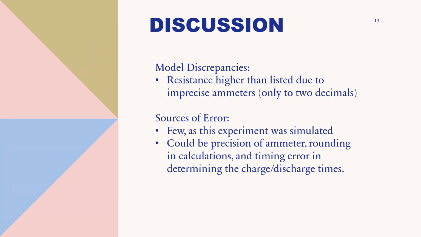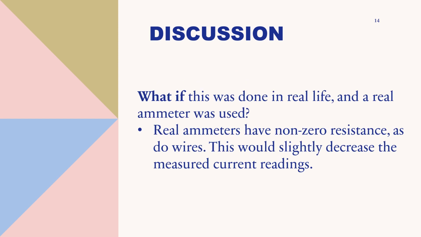So model discrepancies: the resistance calculated was actually higher than the listed due to the imprecise ammeters. They only went to about 2 decimals, so if they were more precise, then we might have found this value to be closer. Sources of error are few since this was a simulated experiment. However, it could include precision of the ammeters, rounding in calculations, and timing error in determining the charge-discharge times.